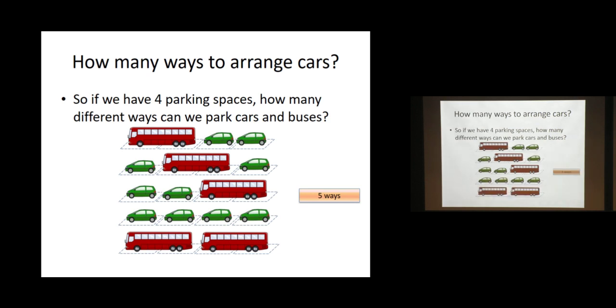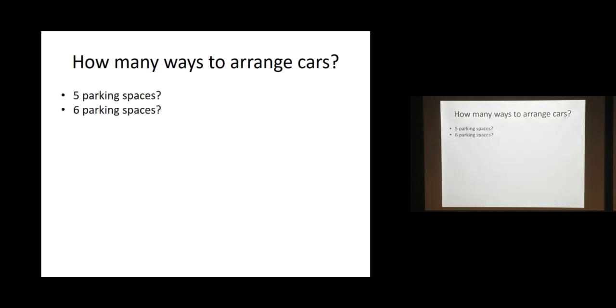If I have four parking spaces, how many? 5 ways, right? You look at it: either you have a bus or you don't have a bus. If you don't have a bus, there's one way you park all the cars. If you have a bus, you can have one bus, then you can park in 3 different places. Or you can have 2 buses, then they have no cars. So 5 ways. Okay? And if you have 5 parking spaces, or 6 parking spaces, what will happen?